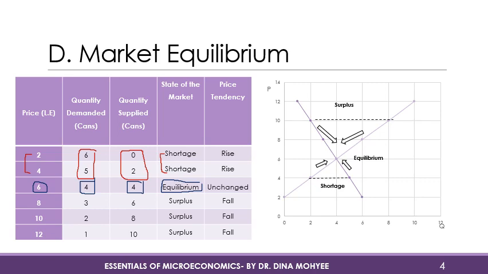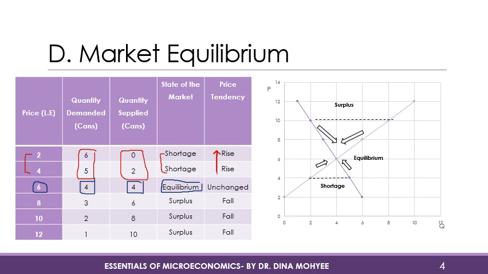A shortage means that the consumers want to buy more quantities than what the producer wants to provide at this price. For example, at the price of 4, the consumers want to buy 5 cans of cola, while the producers are only willing to provide 2 cans of cola at this price. This means that there is a shortage in the market. This shortage creates an upward pressure on the price, so the price tends to rise until we reach equilibrium again.